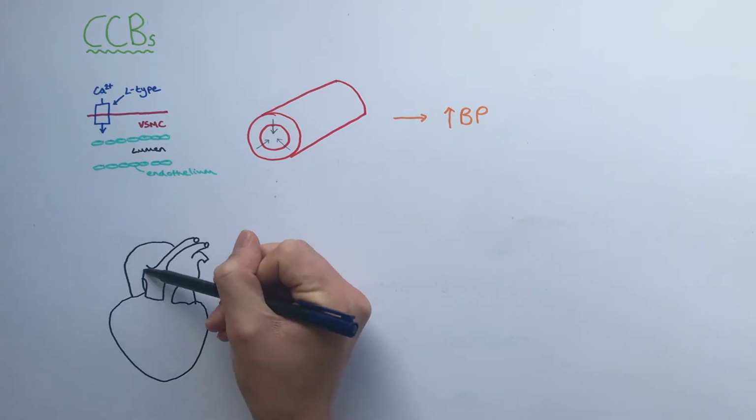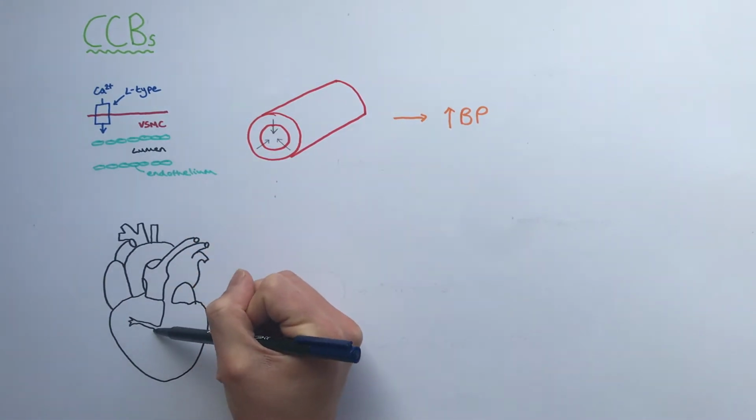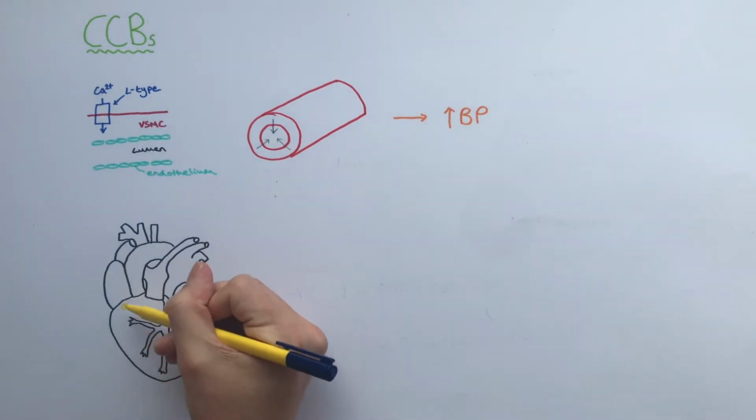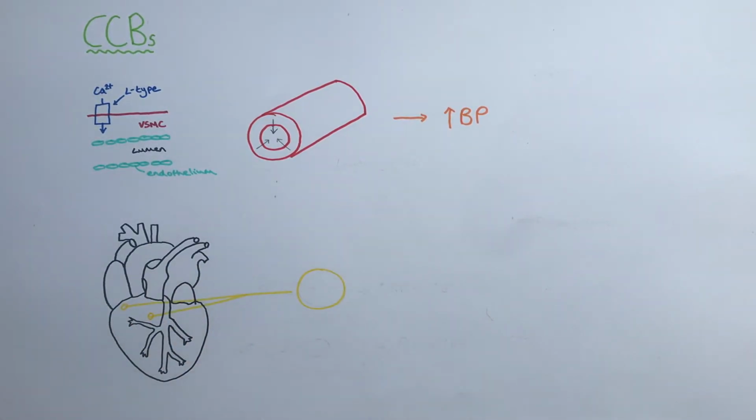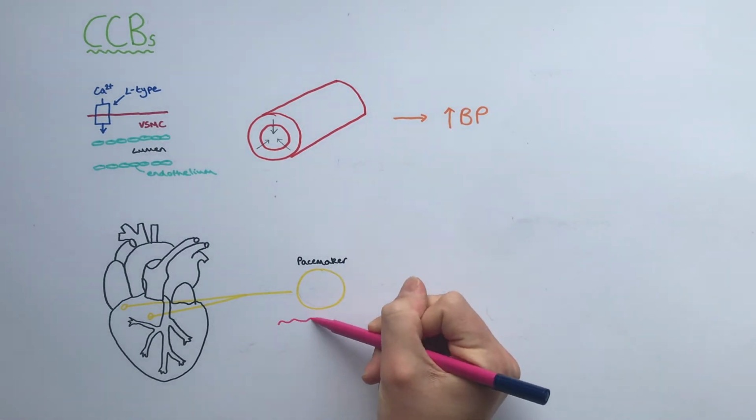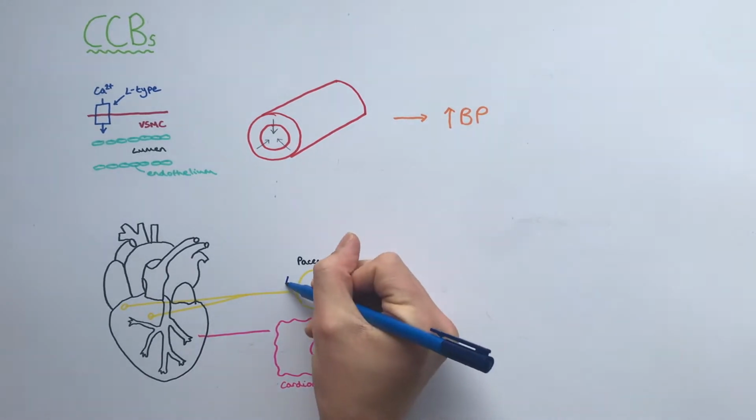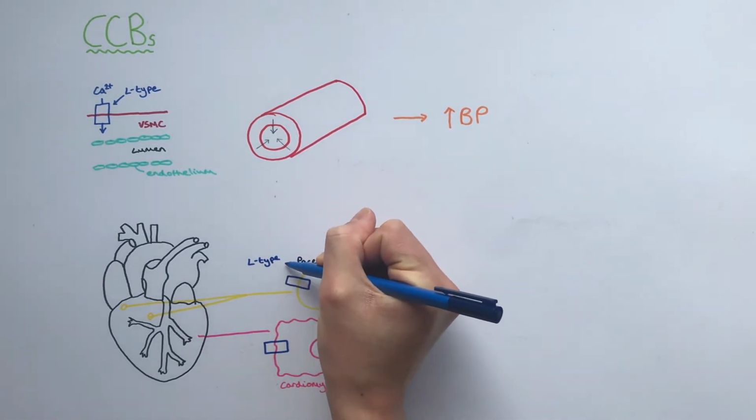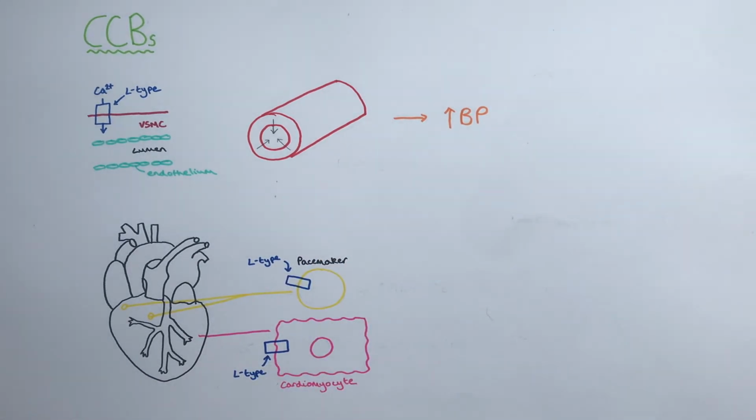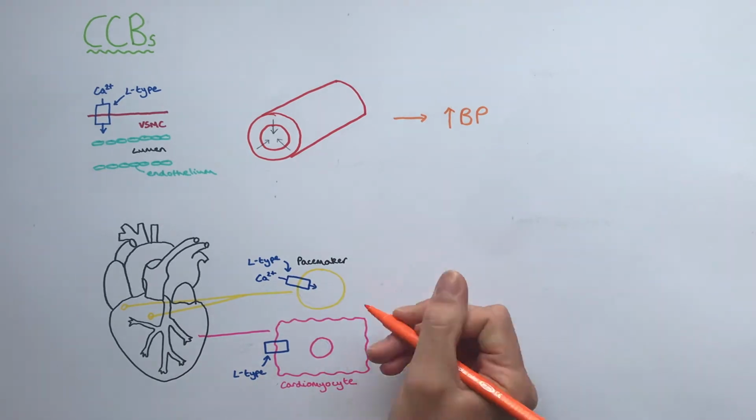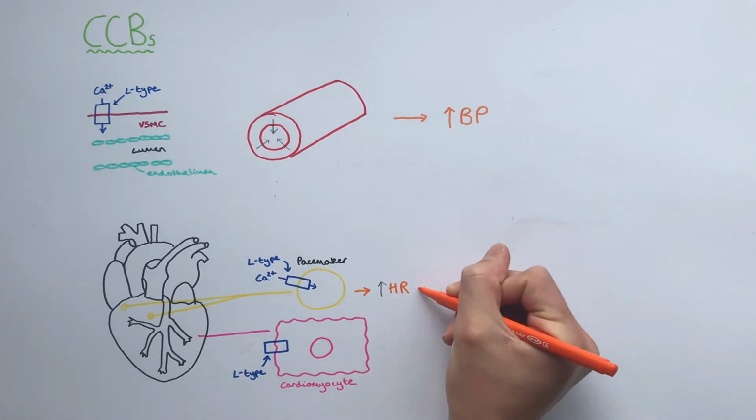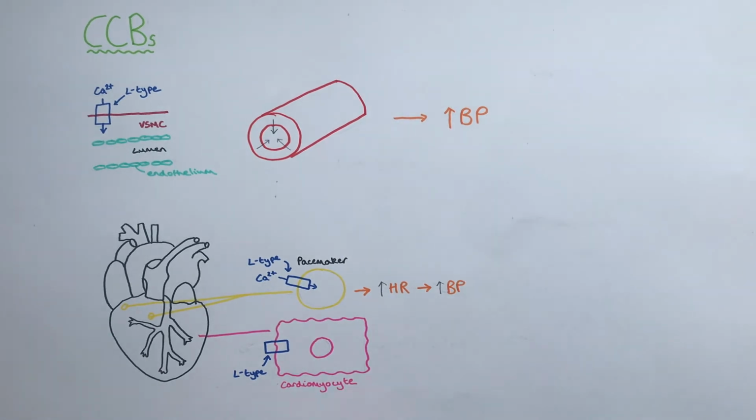Calcium is also extremely important in the heart. In the heart, there are the pacemaker cells, which control the rate of the heart, and the cardiomyocytes, which control the contractility of the heart. There are L-type calcium channels on both the pacemaker cells and the cardiomyocytes. Calcium influx in the pacemaker cells results in increased pacemaker discharge, increased heart rate, and increased blood pressure. Calcium influx in the cardiomyocytes results in increased cardiac contractility, increased cardiac output, and increased blood pressure.